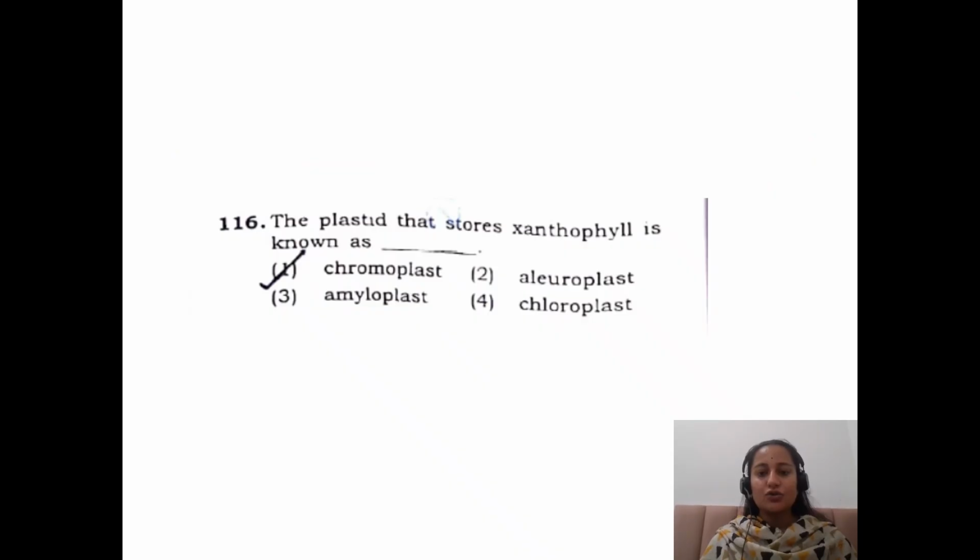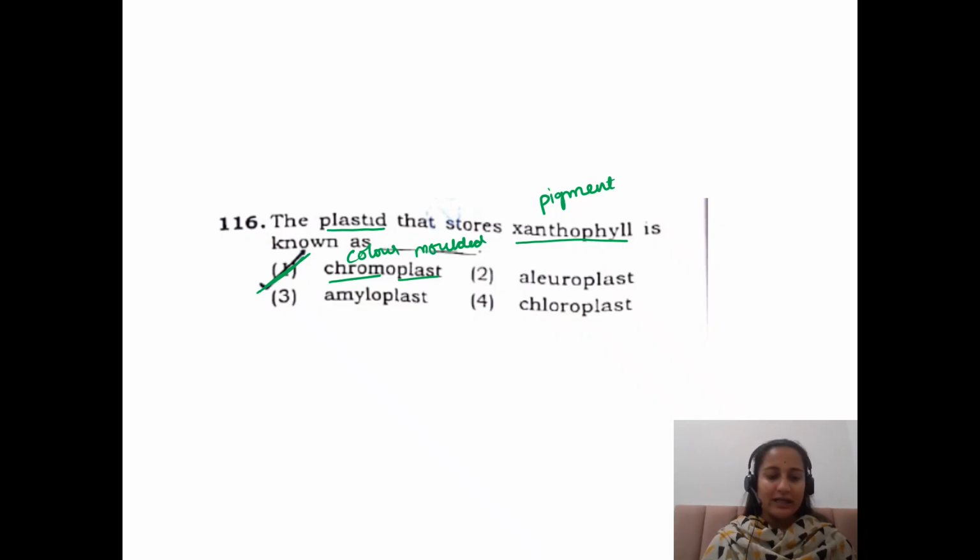The plastid that stores the xanthophyll. We know xanthophyll is a pigment like carotenoids, chlorophyll. In the same way, xanthophyll is a type of pigment. The plastids storing the xanthophyll are called chromoplasts. Chromo is colored. Not only xanthophyll, it can be erythrin, cyanin, or any other chlorophyll, carotenoids, any pigment can be stored. That is called a chromoplast. Plast means molded structures. So these are molded structures to store the colored pigments.